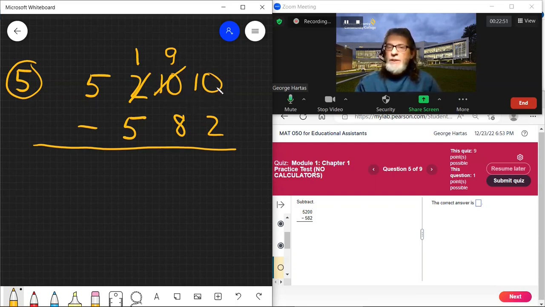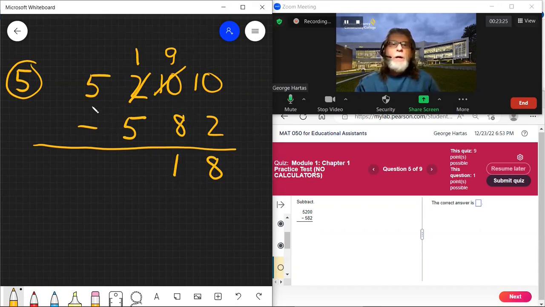Now, this stays as a 10. Don't slash it and make it a 9. It's a common mistake. And the reason is because we don't have to borrow. There are no more numbers to the right of this digit. So it's going to stay as a 10. Now we can actually subtract. 10 minus 2 is 8. 9 minus 8. So again, don't borrow unless you need to. And in this case, we do not need to. 9 minus 8 is 1.